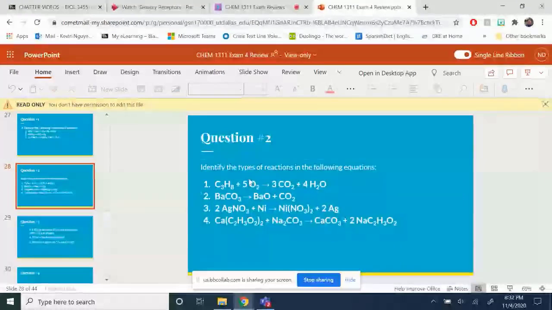All right, I'll share my screen real quick. All right, so you want to identify the types of reactions in each of the following equations. So I think it's probably just easier to share my screen while walking you guys through this one. Just type out what you think the reaction is.